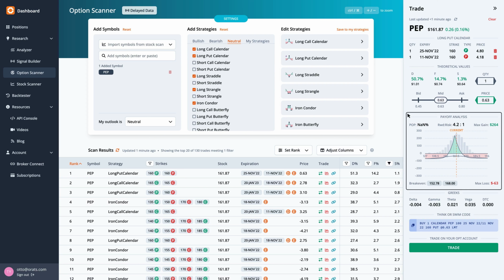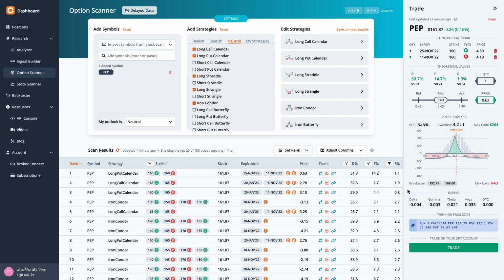We can also look at the payoff graph. The reward to risk divides the max gain by the max loss. Here the 4.2:1 is the ratio of the max gain of $264 to the max loss of -$63. There are two break-evens for this long put calendar at 152.78 and 168. The total Greeks and thinkorswim code complete the information on the trade analysis pop-out.